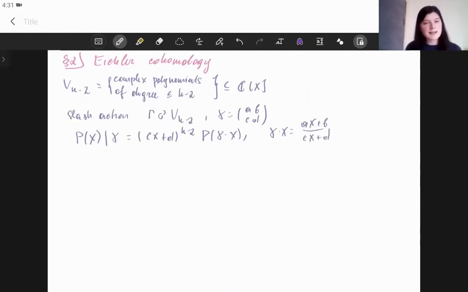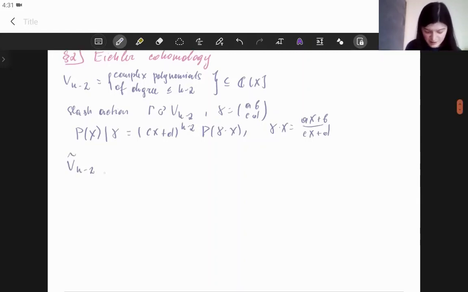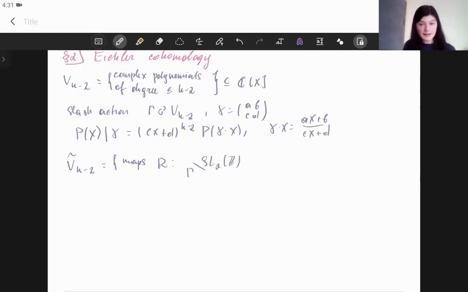I also define a related module, which I call V_{k-2} with a tilde, to be the set of maps from SL2(Z) modulo Gamma, so from the left cosets, into V_{k-2}. All right, so we get a tuple of complex polynomials. And we get exactly the index of Gamma in SL2(Z) many complex polynomials in each tuple.